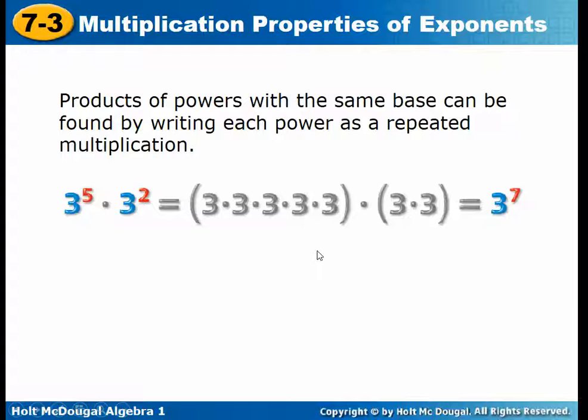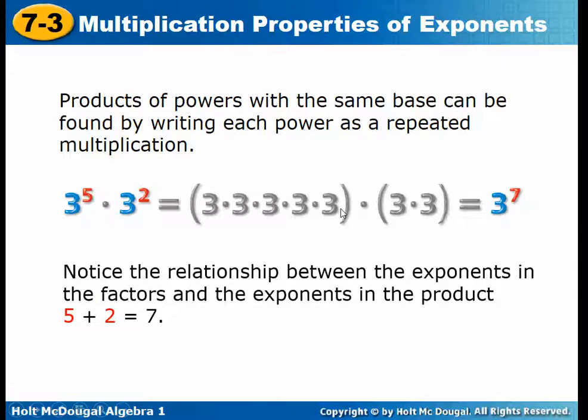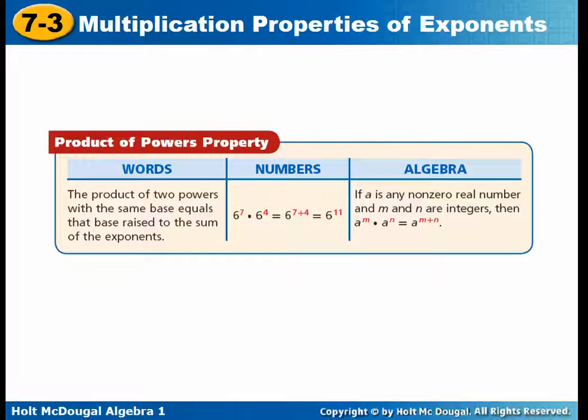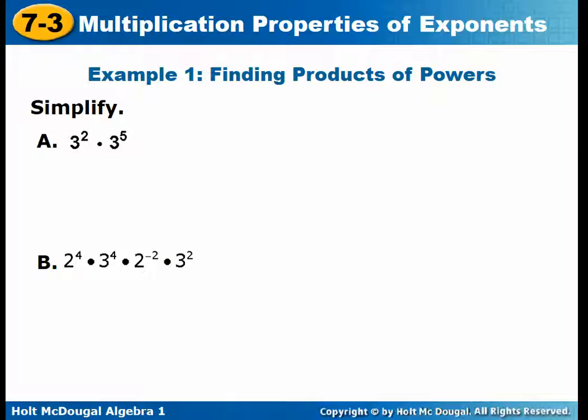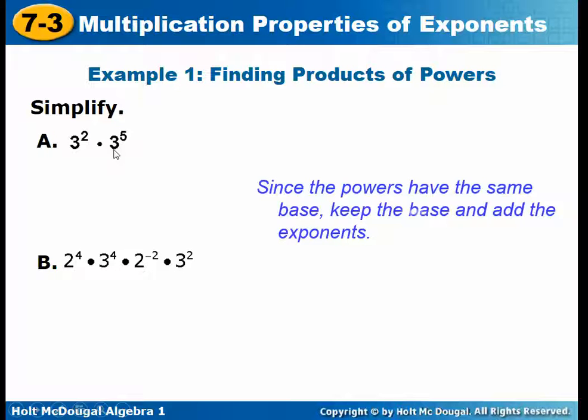Here's just another example, 3 to the 5th times 3 squared. You can always go back to writing out the meaning of 3 to the 5th in expanded form, or you can use the rule which says that you can add the exponents. Here's the rule again. So here are some examples that are not too difficult. Make sure they have the same base, and if they do, you can add their exponents. Always keep the base the same. You never change the base.